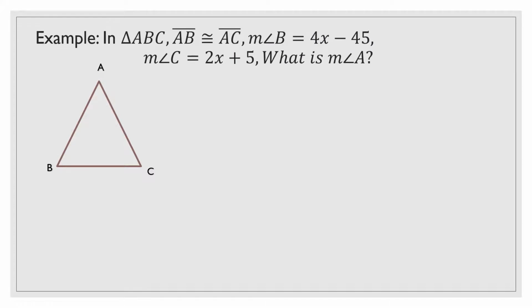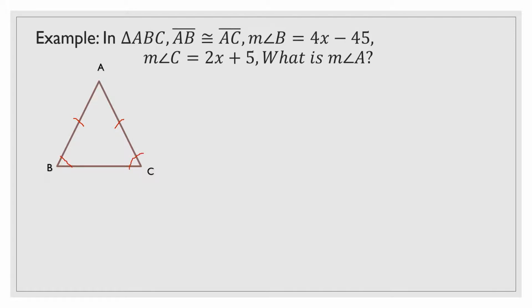In the given triangle ABC, AB is congruent to AC. So, lagyan lang natin ng markings. AB is congruent to AC. The measure of angle B is 4x minus 45. And the measure of angle C is 2x plus 5. So, tingnan muna natin ang relation ng mga given angles. Meron tayong angle B at saka angle C.